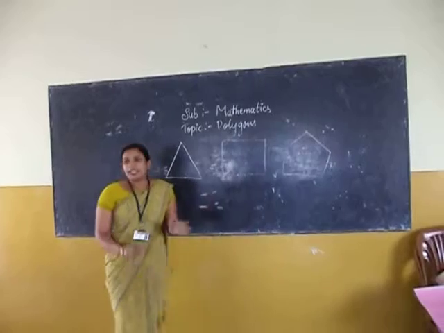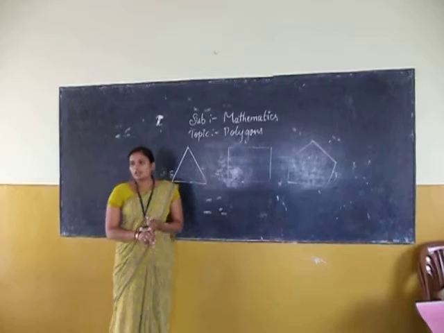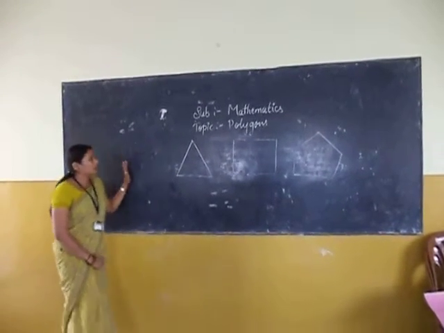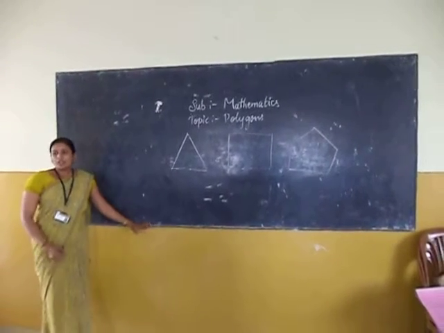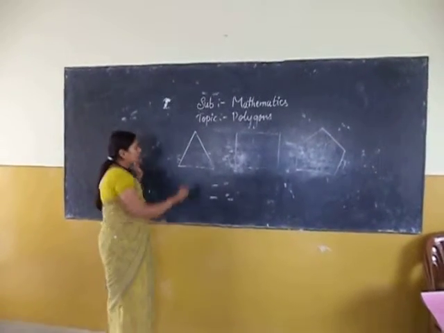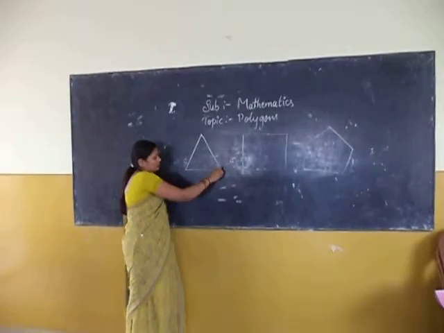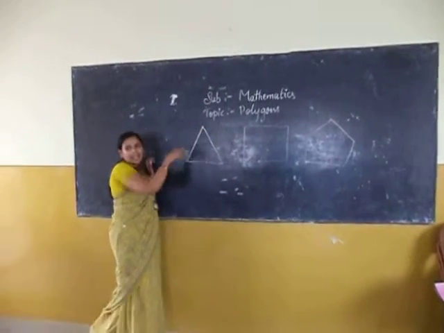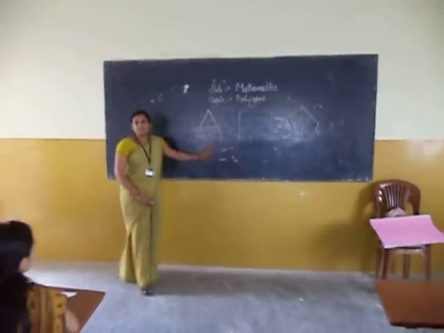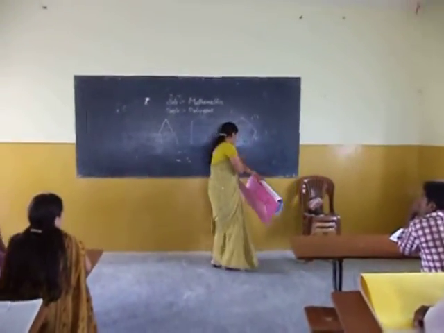It is a figure enclosed by 3 or more line segments, non-collinear and coplanar. Coplanar means, like this wall, it is in a plane. Non-collinear means the points are placed randomly, not in a single line. Have you got it? And in this one, we can see so many polygons.